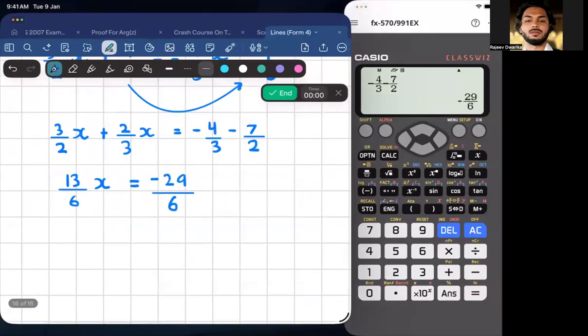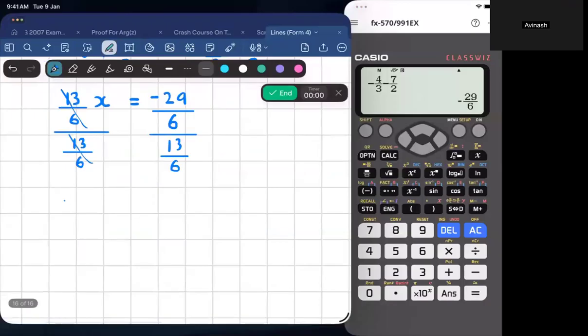Right. So Avinash, I want to find x. What do I do on both sides? Divide. Right? What would I need to divide by on both sides to cancel the 13 over 6? 13 over 6. Now, if I'm dividing by 13 over 6, that's the same thing as multiplying by what? 6 over 13. Right. So I want you to tell me what's going to happen on the right-hand side.